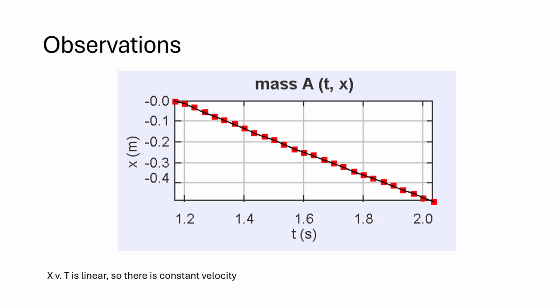The x position versus time graph is linear, which indicates that the object is moving with constant velocity. Because the slope of the graph is constant, the acceleration is approximately 0.